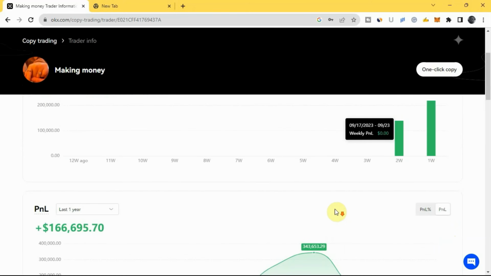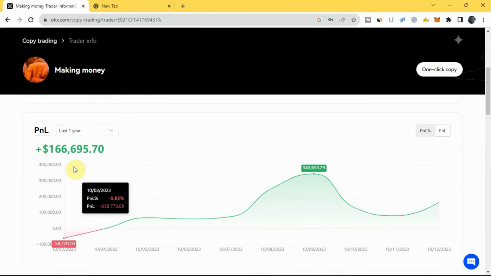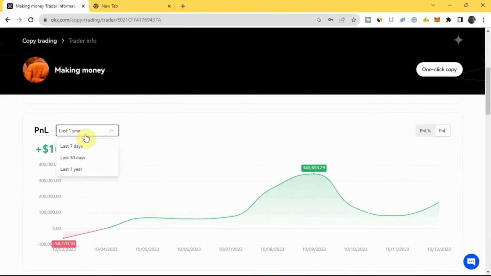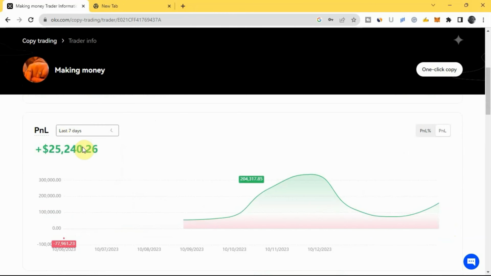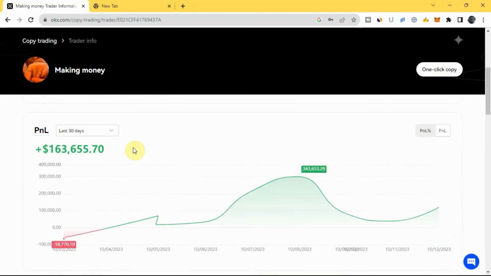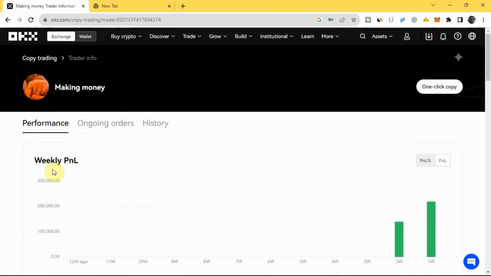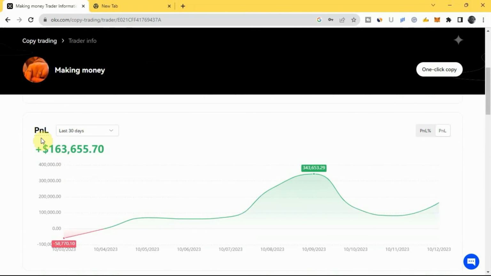So once you've seen the weekly P&L, the next thing you're going to see is the P&L for the last 1 year. And you can change the duration. So if you come right here where it says last 1 year, if you change it to the last 7 days, you can see how much the person has made in the last 7 days. So this person has made $25,000 in the last 7 days. And if you want to change it to the last 30 days, you see that the person has made $163,000 in the last 30 days. So this one is for weekly P&L, and this one is for P&L, whether for 7 days, 30 days, or 1 year.